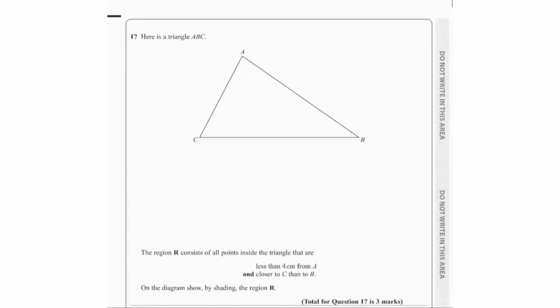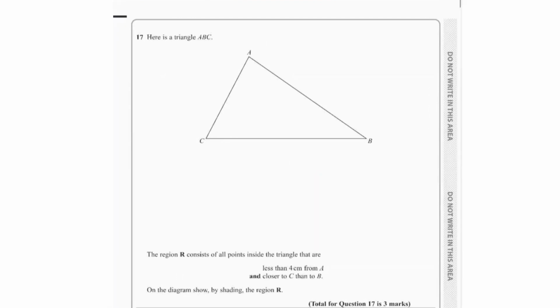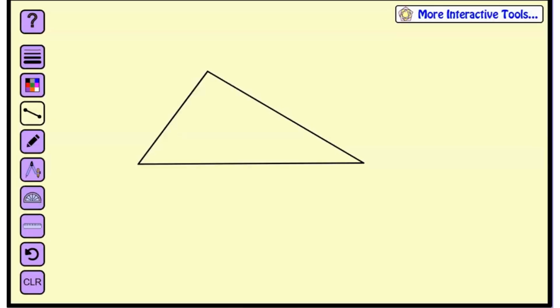Question 17 says here's a triangle ABC. The region R consists of all points inside the triangle that are less than 4 centimeters from A and closer to C than to B. And the diagram shows by shading a region R. So I'm going to show you how to solve this constructions question.